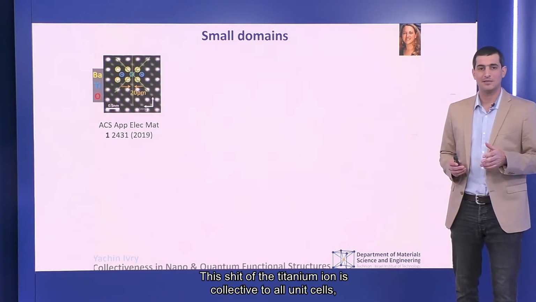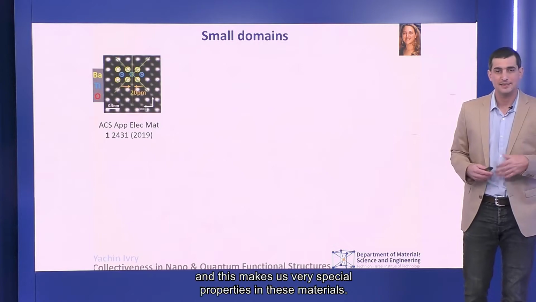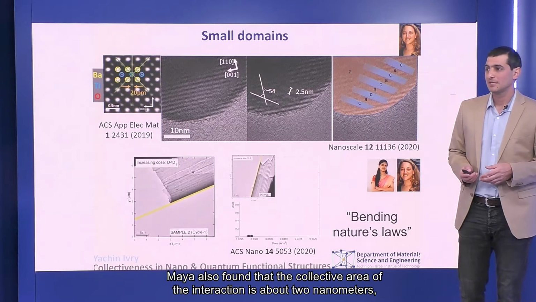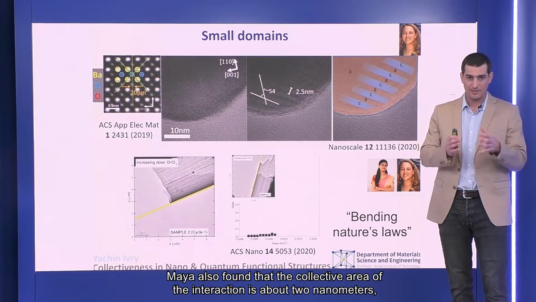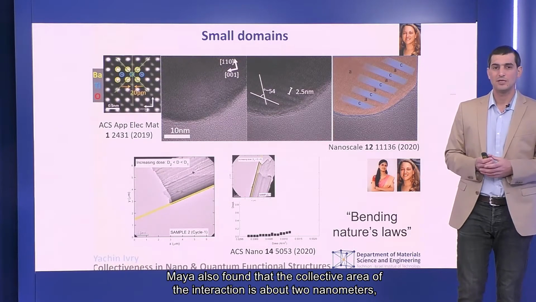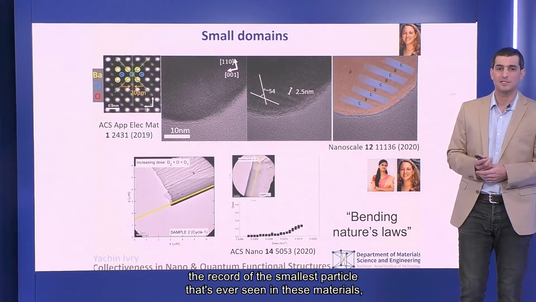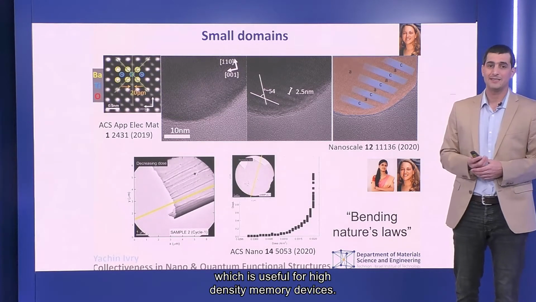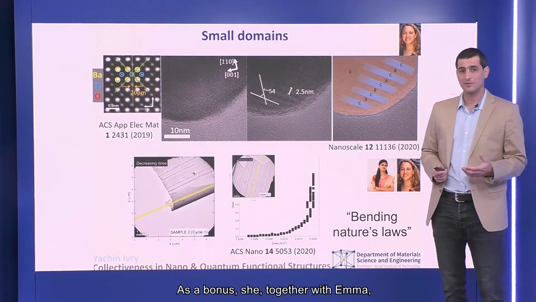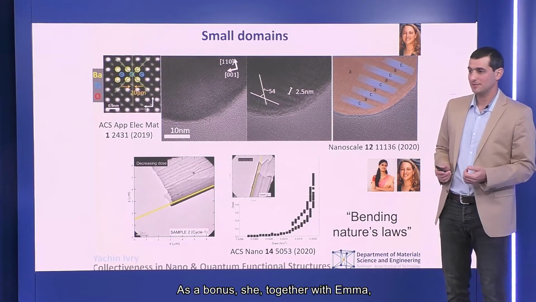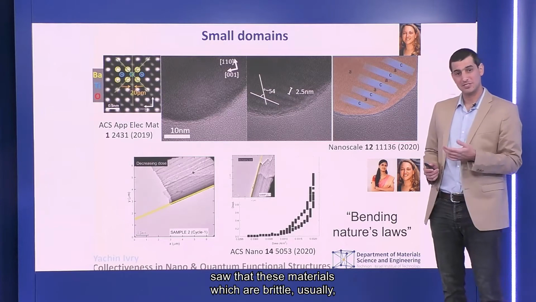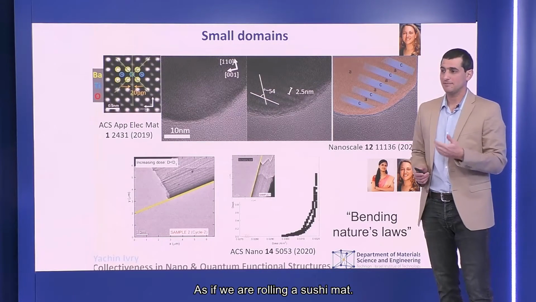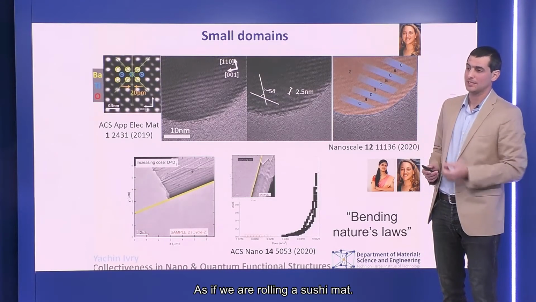This shift of the titanium ion is collective to all unit cells, and this gives us very special properties in these materials. Maya also found that the collective area of the interaction is about 2 nanometers, the smallest pattern ever seen in these materials, which is useful for high-density memory devices. As a bonus, she, together with Hema, saw that these materials, which are usually brittle, can be flexible if they are very small, as if we are rolling a sushi mat.